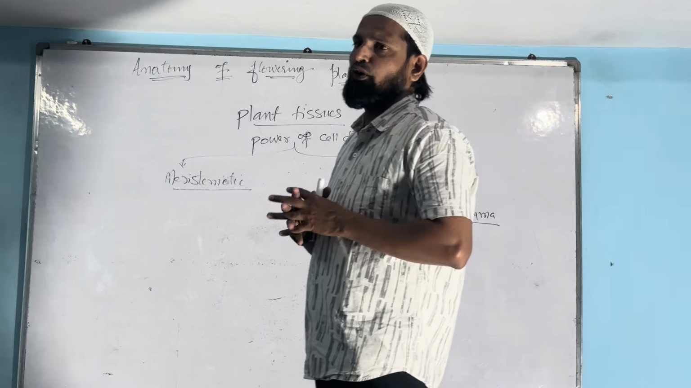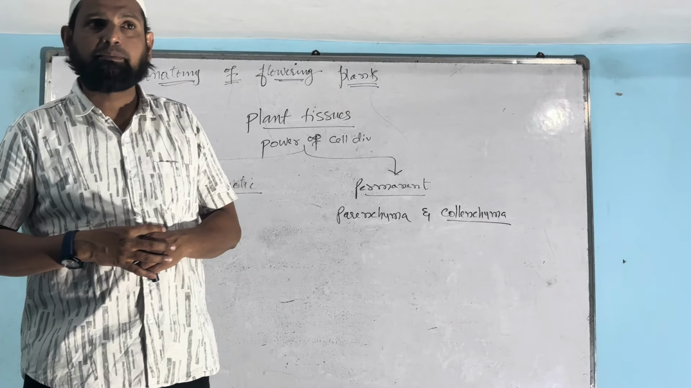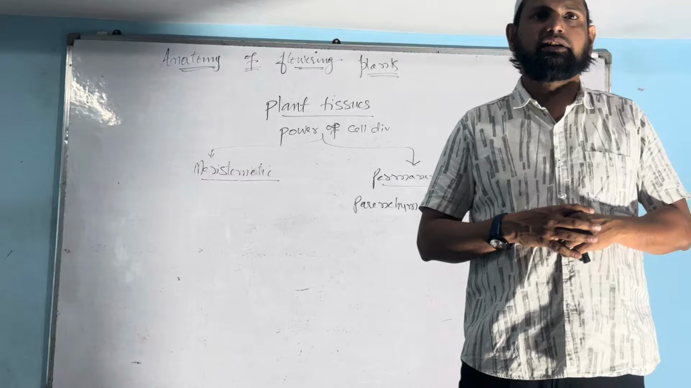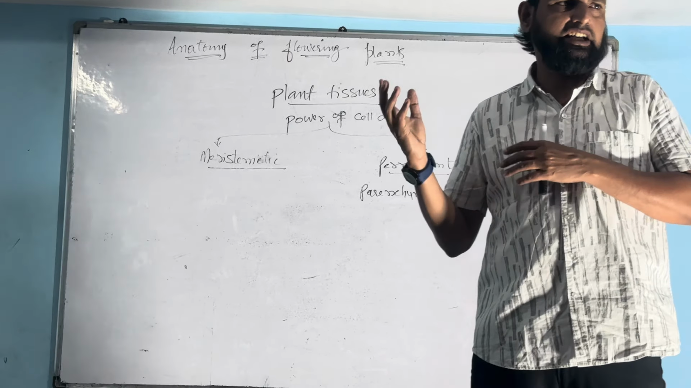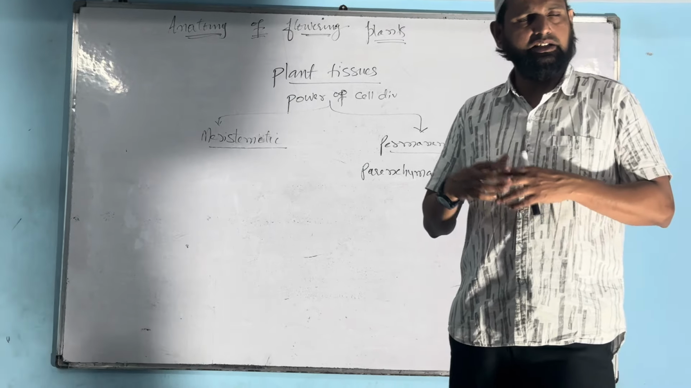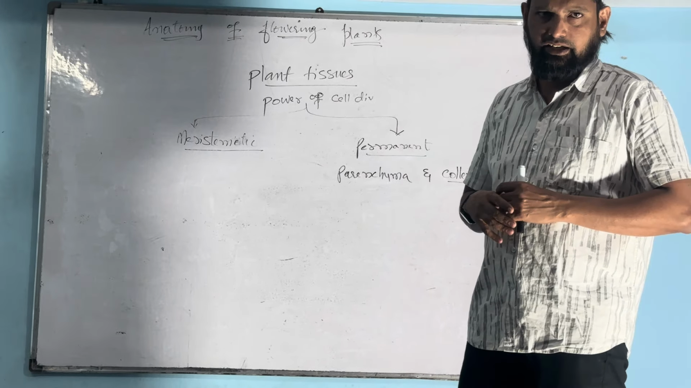Except this character, some other extra characters also: ergastic substances and membrane-bound organelles are also absent in meristematic tissues, okay. And they have dense protoplasm and a prominent nucleus, that is also one line given in the NCERT book.